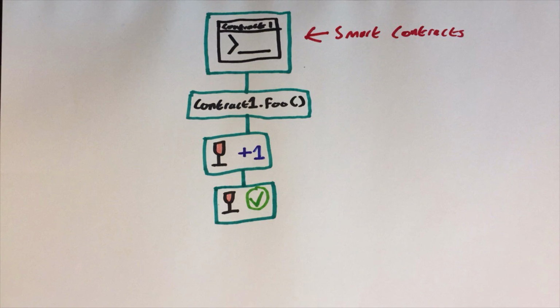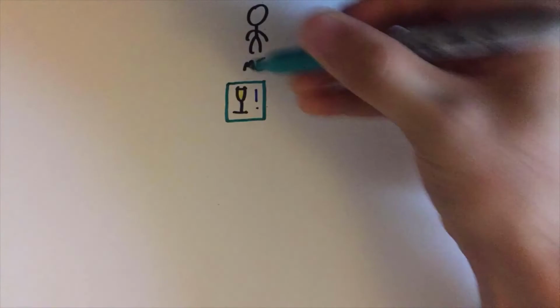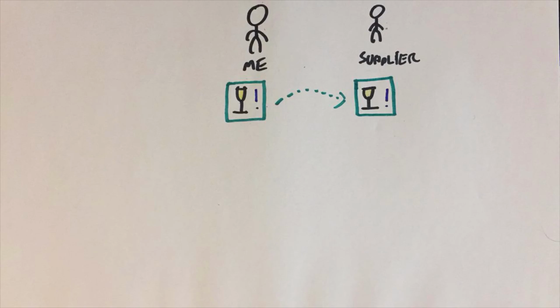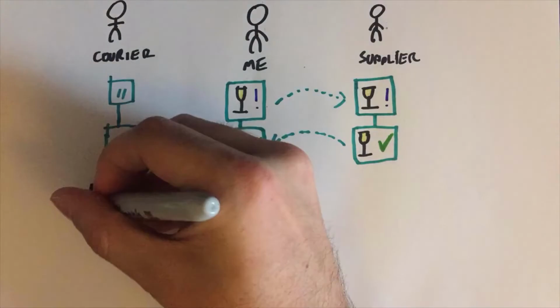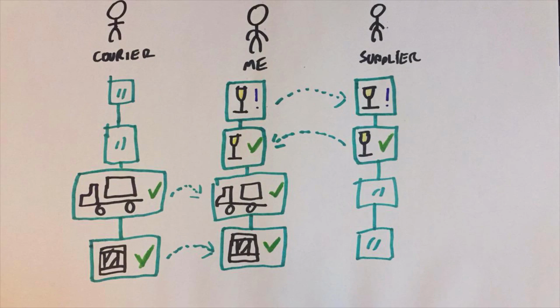So with all this in mind, let's say I'm importing some wine. I place an order on the blockchain and that's synced to my supplier's replica. They add a confirmation which is synced back to mine. We've also added the courier to the network, who adds their own updates when the package is picked up and dropped off. So what did blockchain give us?